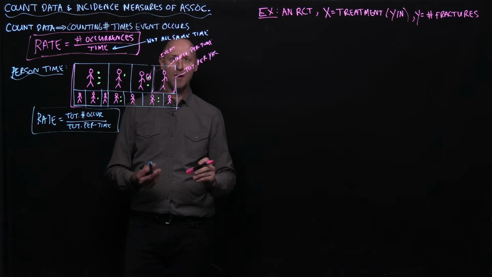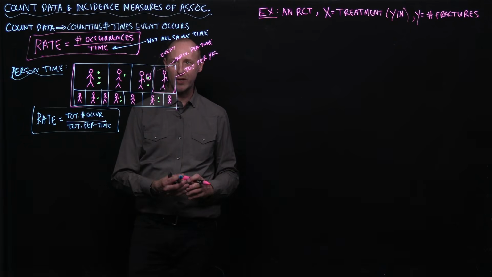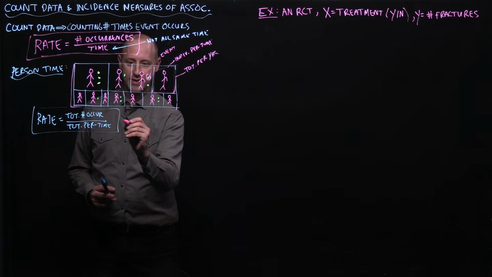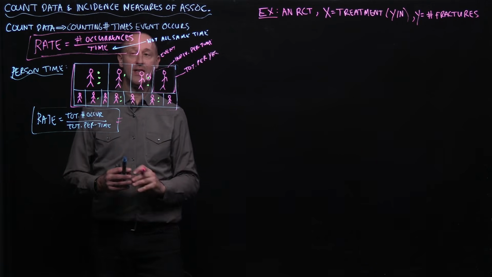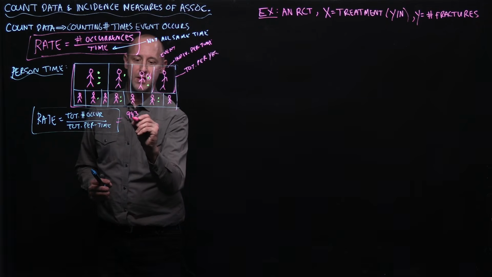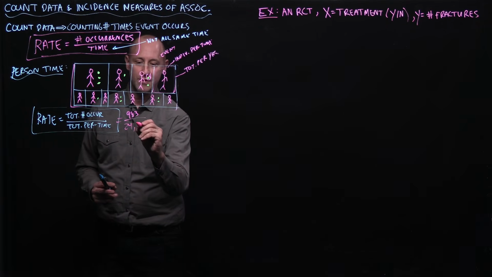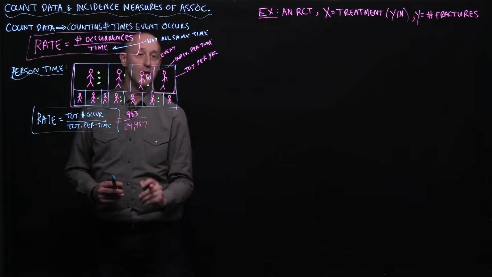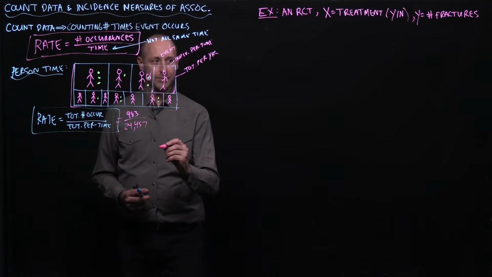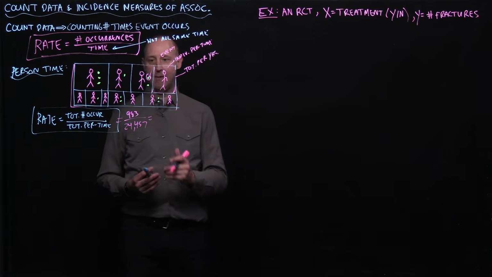Okay, now in our example, we have some data that goes along with this. In a separate video, we'll look at working with that actual data. But if you were to work this out, what you'd find is overall in the entire study, there were 983 total fractures, and there were 24,457 person years in care or trial years. Okay, so this is the overall rate of fractures.